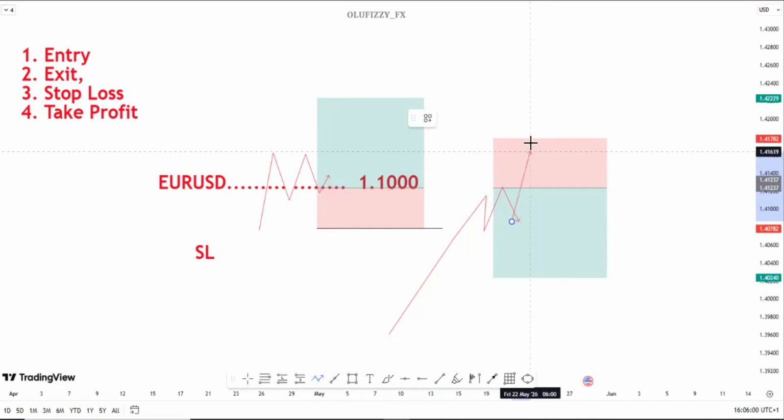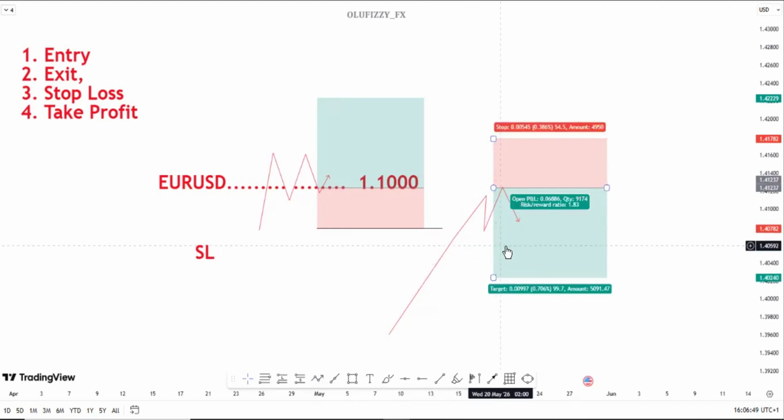But if you don't place a stop loss here and price gets here, that means you will lose beyond what you are expecting to lose because you didn't have a stop loss. So it's very, very important for you as a trader to always use a stop loss. Another reason why stop loss is very important is that without a stop loss, one bad trade can wipe out your whole capital.